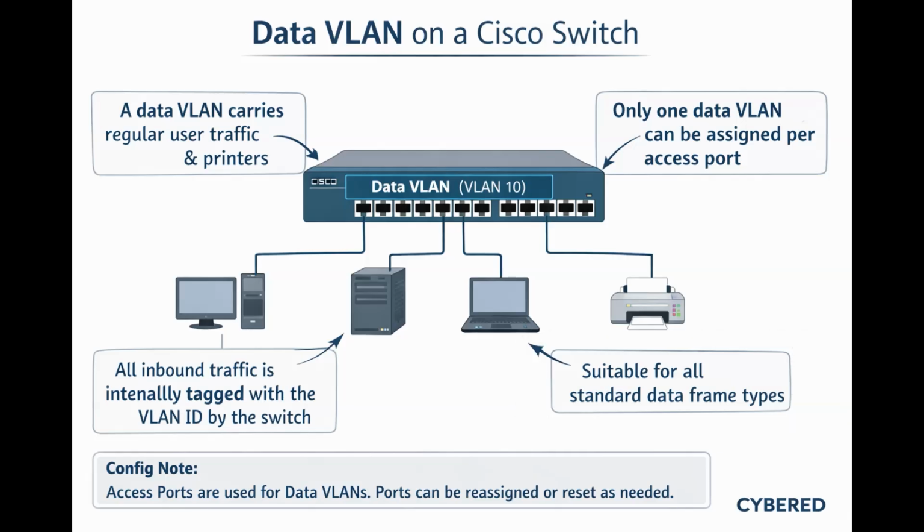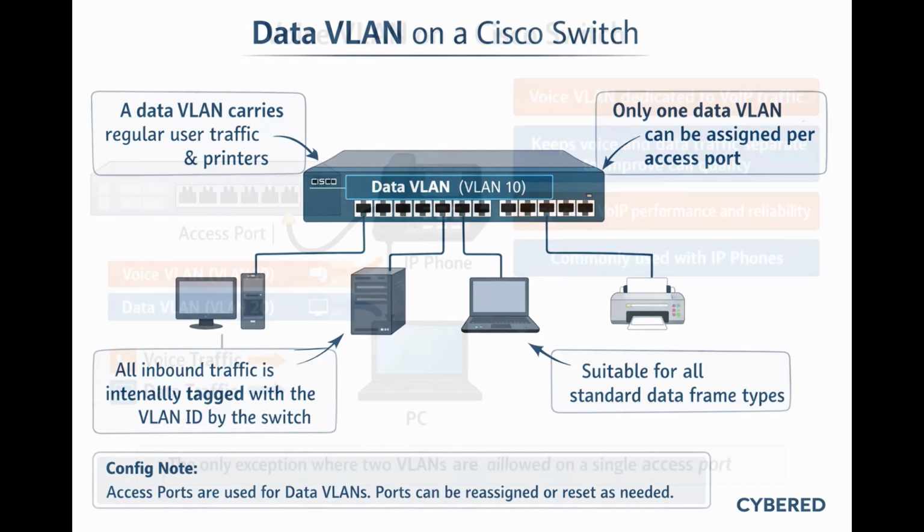Basic access VLAN configuration: set the interface to access mode and assign the VLAN ID to the interface. Interfaces can be reset using the negated form of the original commands.